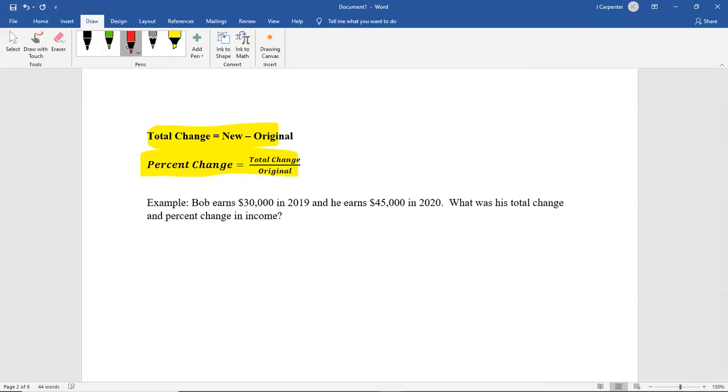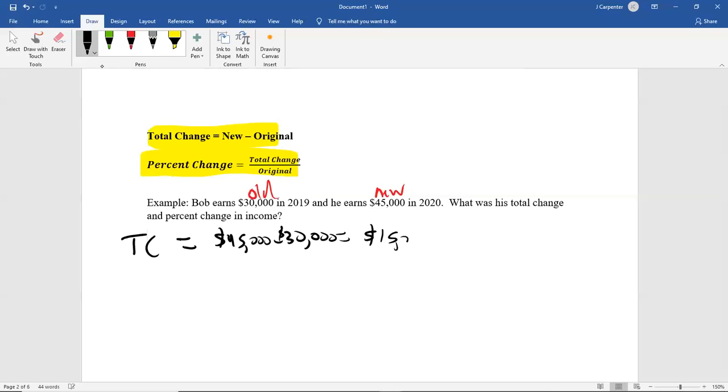All right, so we have our old, and we have our new. So our total change, which I'm going to abbreviate as TC, and then PC for percent change, or the percent symbol and a C. That's the new minus the old. So that would be $45,000 minus the $30,000, which would be $15,000.